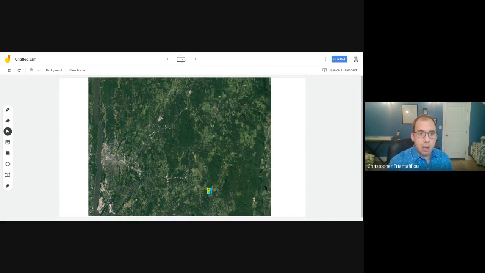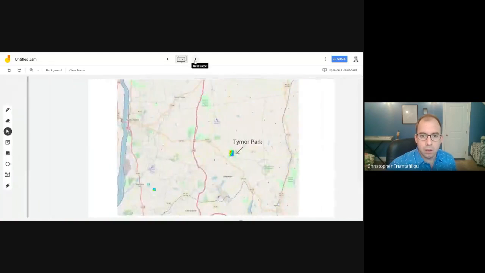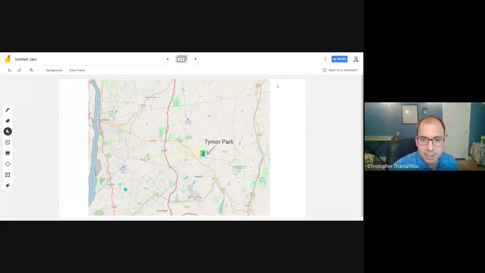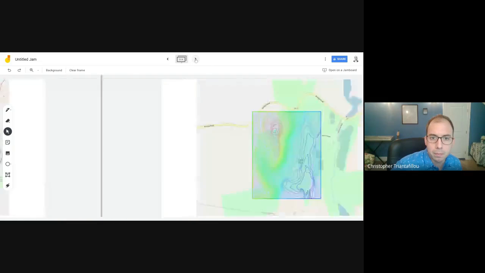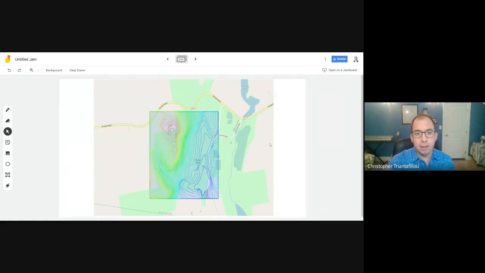Now, what I made here, this is our area. This is the Hudson River. This city right here is Poughkeepsie. And right here, I don't know if anyone's ever been to Timor Park, but it's right south of the airport, pretty close to our school. And I zoomed in and I have a contour map. If you've ever been to this park before, you know that when you drive in, you see on your right-hand side a really big hill that goes up. That's what we're looking at right here.